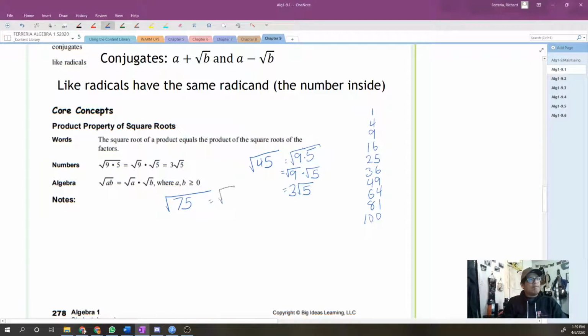So 75 is the same thing as the square root of 25 times 3. And I'm always putting that perfect square first because that's going to be the part that actually gets broken down through the square root process. So try to put that perfect square first. This is the same thing as the square root of 25 times the square root of 3. We just learned that. And then the square root of 25 is 5. So this is equivalent to 5 square root 3.